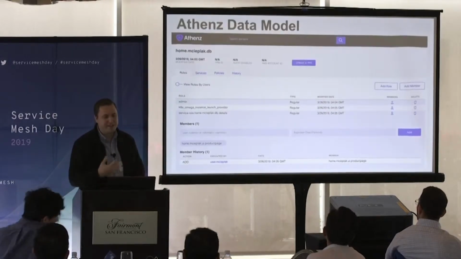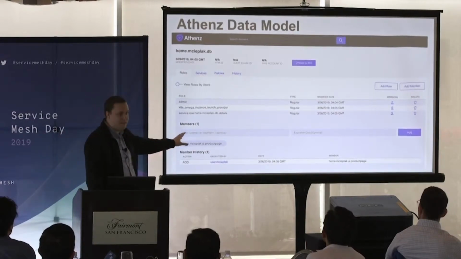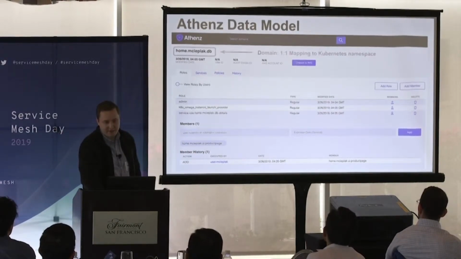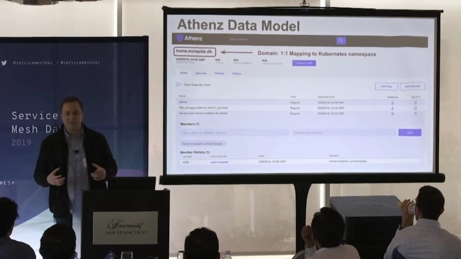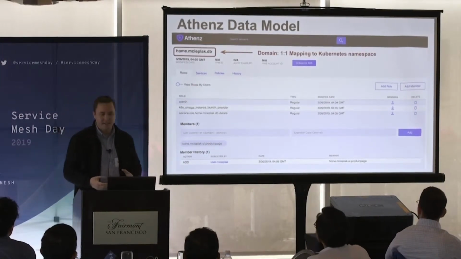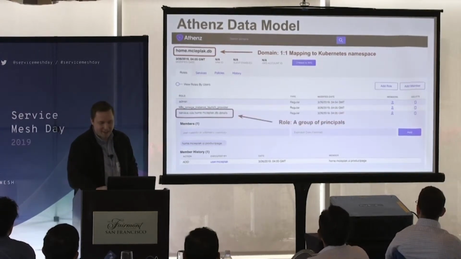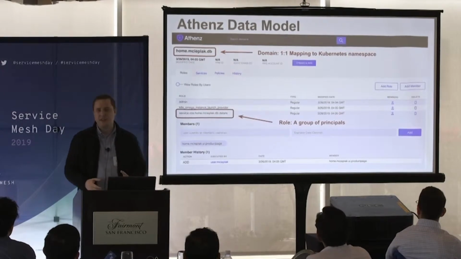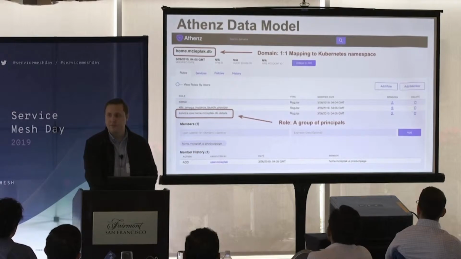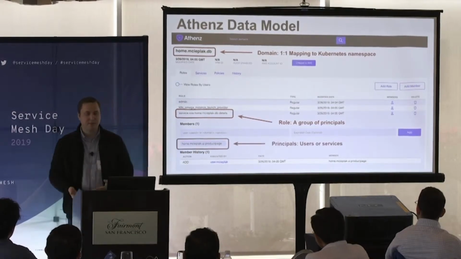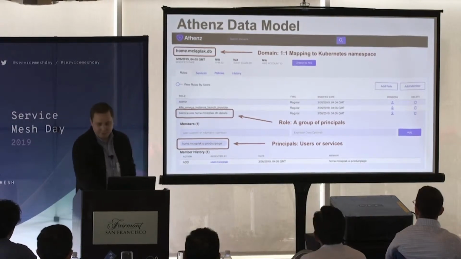Okay, so what does the Athenz data model actually look like? So here we have the Athenz UI in front of us. At the very top, we have an Athenz domain. That is essentially a one-to-one mapping to a Kubernetes namespace. We convert the dots to dashes for Kubernetes here. And each domain essentially has roles in it. A role itself is a group of principals. And principals themselves are users or services that can be added to that role.